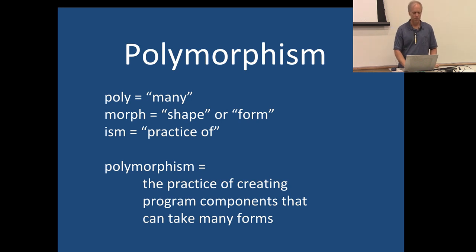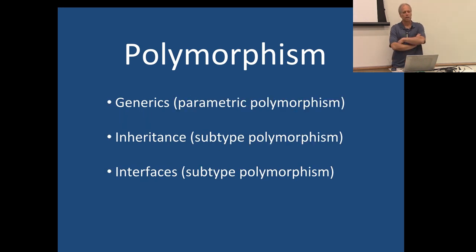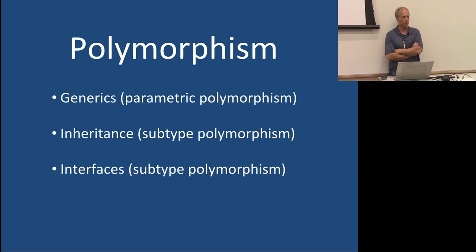So let's look at some examples. There are three forms of polymorphism I'm going to talk about that show up in Java. First of all, they're generics, and another word for that is parametric polymorphism. Then there's inheritance, which is an example of subtype polymorphism. And there are interfaces, which is another example of subtype polymorphism. So we'll talk about generics and inheritance and interfaces.